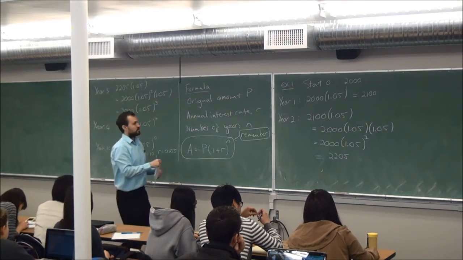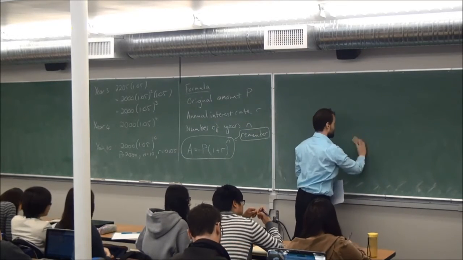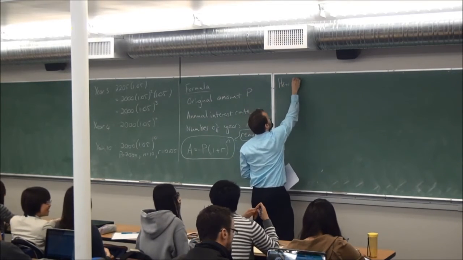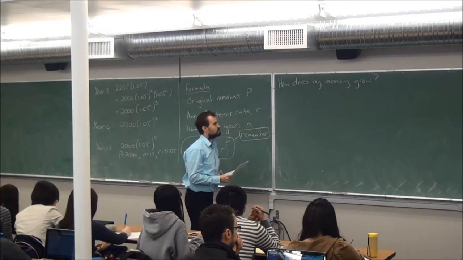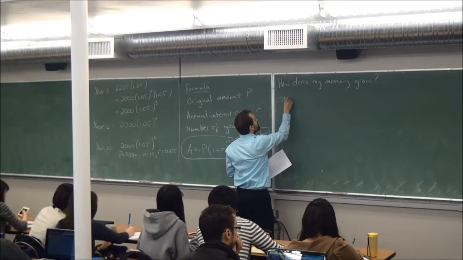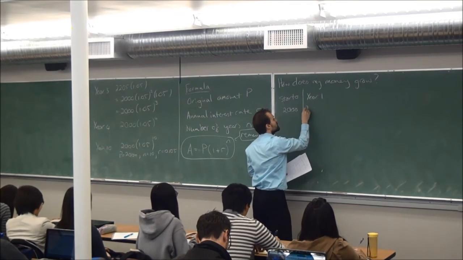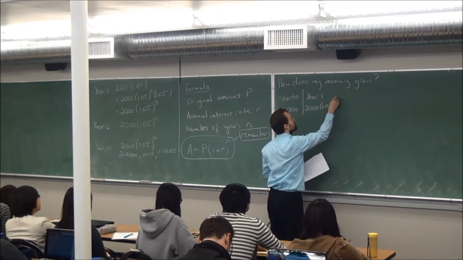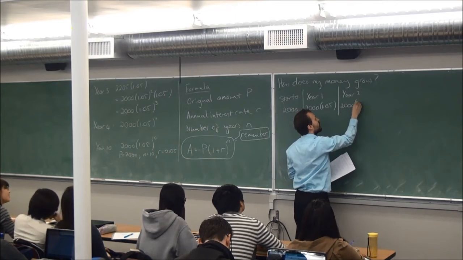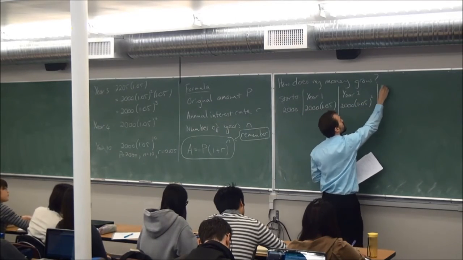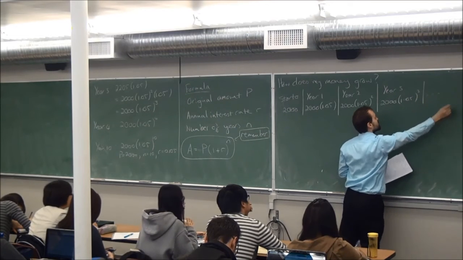So let's look at what kind of sequence I get when I look at how my money grows with compound interest. If I look at my specific example, I had the start, and I had 2,000. Then that changed to, at the end of year 1, 2,000 times 1.05. And at the end of year 2, I had 2,000 times 1.05 squared. Let's do one more year. At the end of year 3, I had 2,000 times 1.05 cubed, and so on.